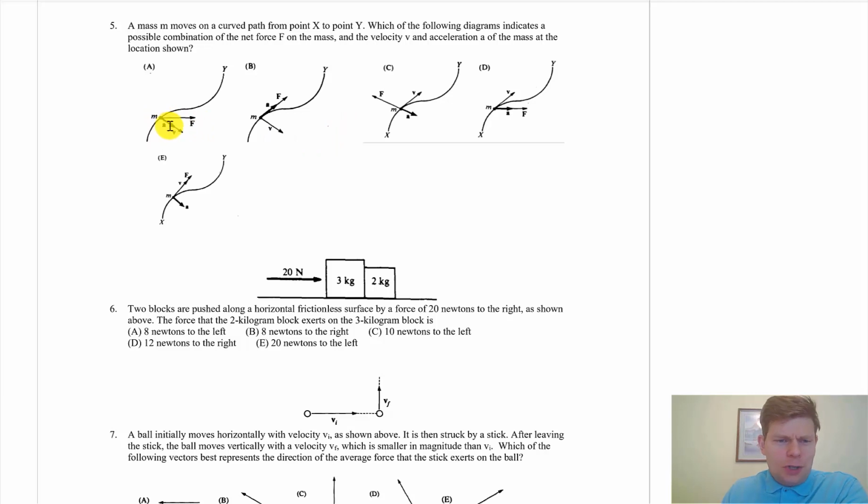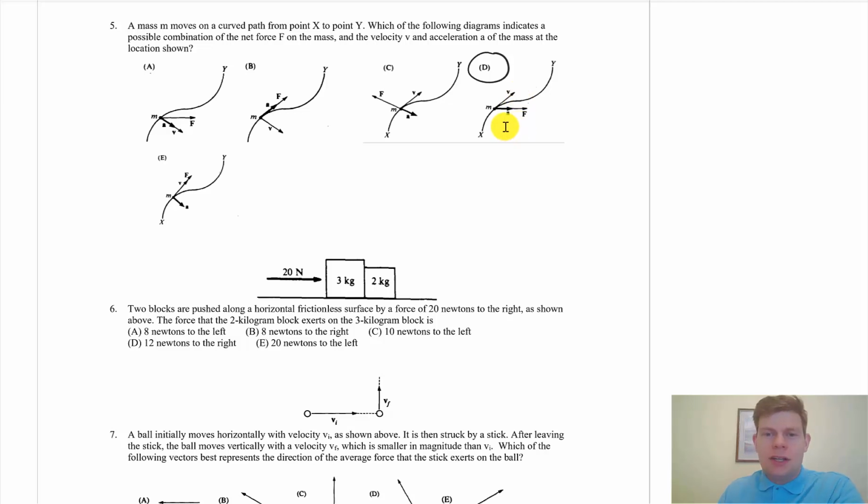So this one doesn't work because a and F aren't in the same direction. V isn't tangent. This is just garbage. This one is basically right, but it has your acceleration, force, and velocity reversed. If you swap them, that would be pretty good. The force is not in the opposite direction of the acceleration. That doesn't work at all. D is it. D fits the bill. You've got, in general, acceleration and velocity at least towards the center of the curve.